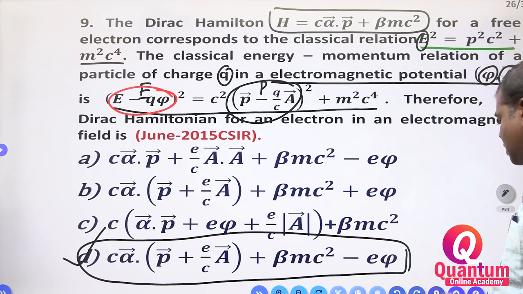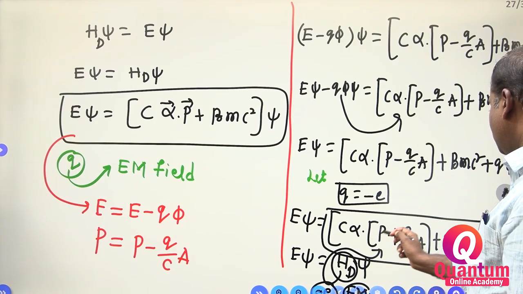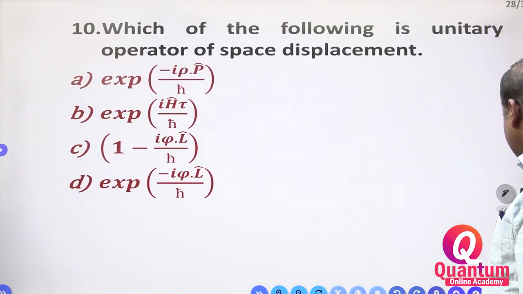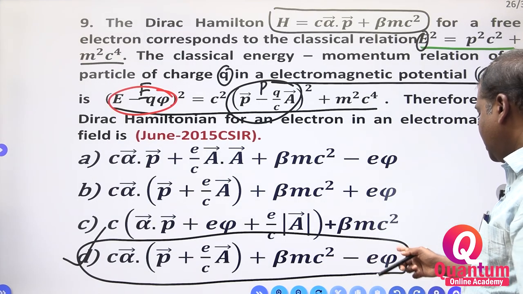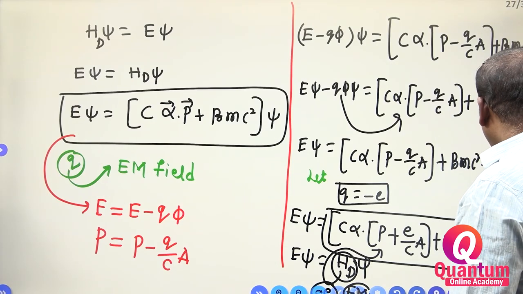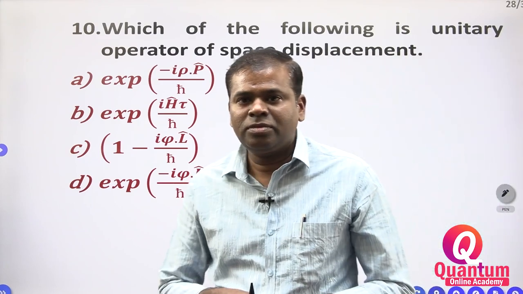You have to check once. Right? Our option: c into alpha P plus e by c into A, beta m c square minus e into phi. This option, option D, is the correct one. Now we have to see the last one.